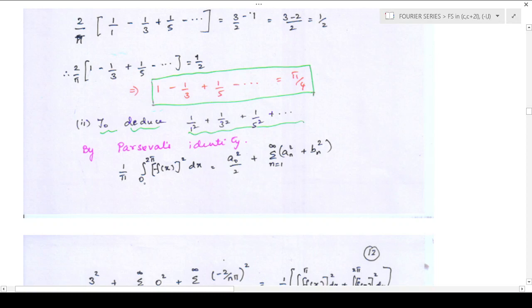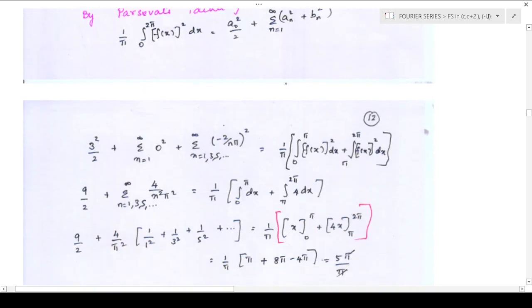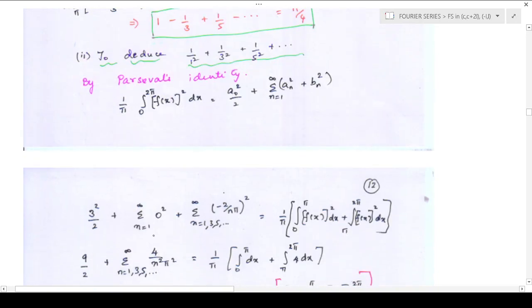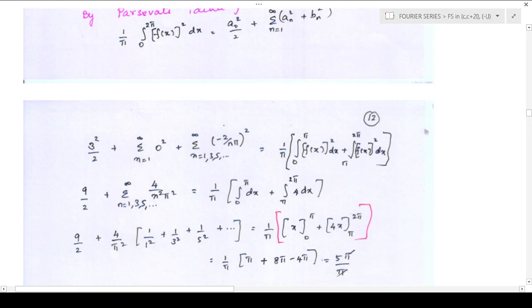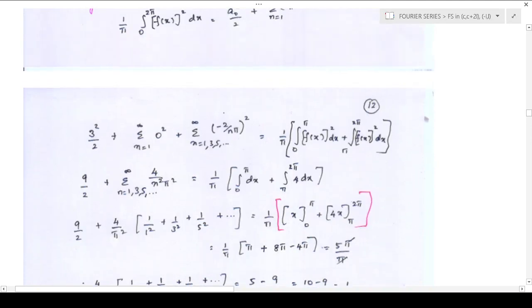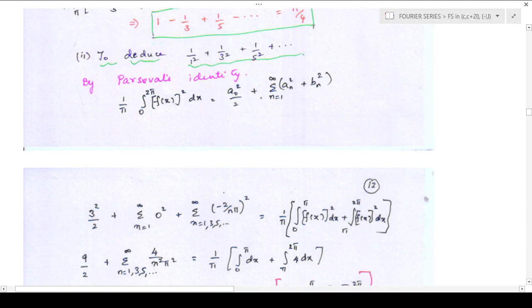It is 1 by pi, 0 to 2 pi, f of x the whole square dx, a naught square by 2 plus summation n equal to 1 to infinity, an square plus bn square. First, we'll take the right side to be the left side here. This is a naught square is 3 square by 2 plus, what is an? An is 0 here. So 0 square. Then bn is defined only for the odd numbers. Minus 2 by n pi, the whole square.